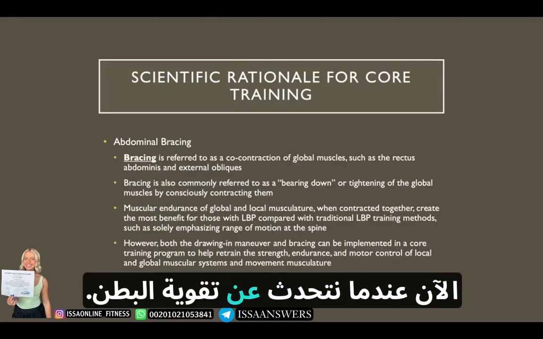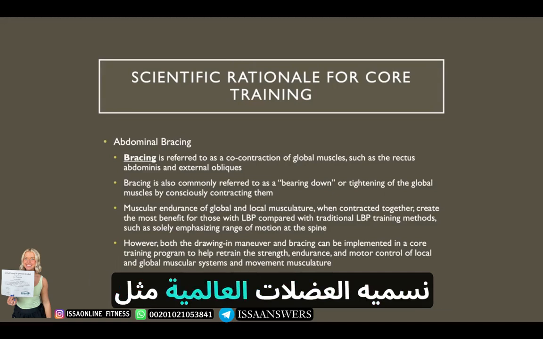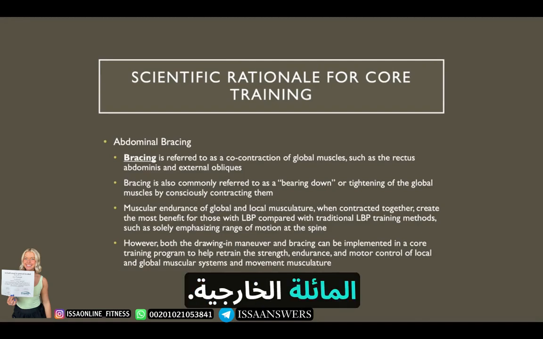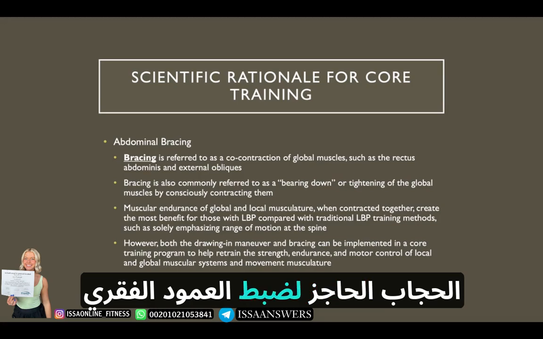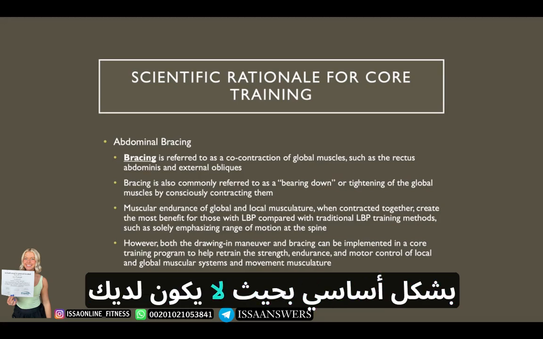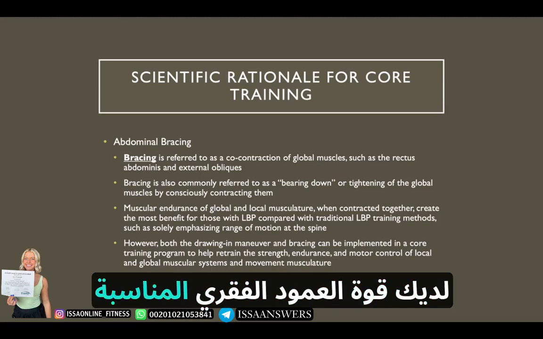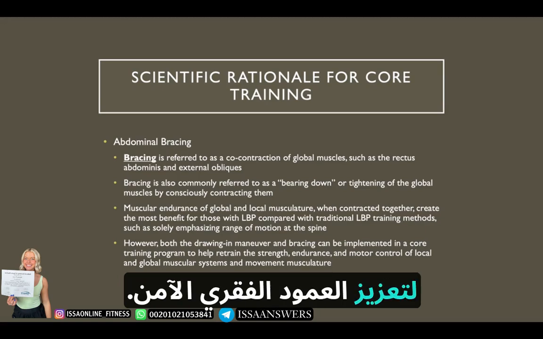Versus, when we talk about abdominal bracing, it's a lot of what we call the global muscles, like the rectus abdominis and the external obliques. Those contract on top of your diaphragm to basically set your spine so that you don't have that spine movement. You have good, proper spinal strength or core strength in that moment to promote a safe spine.